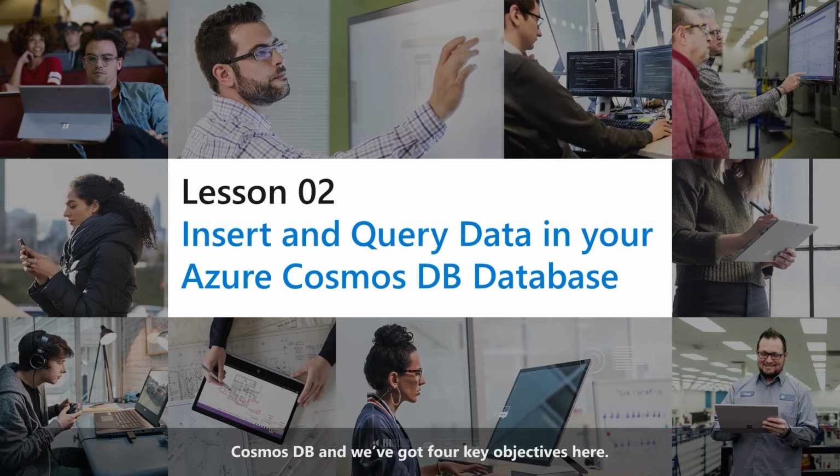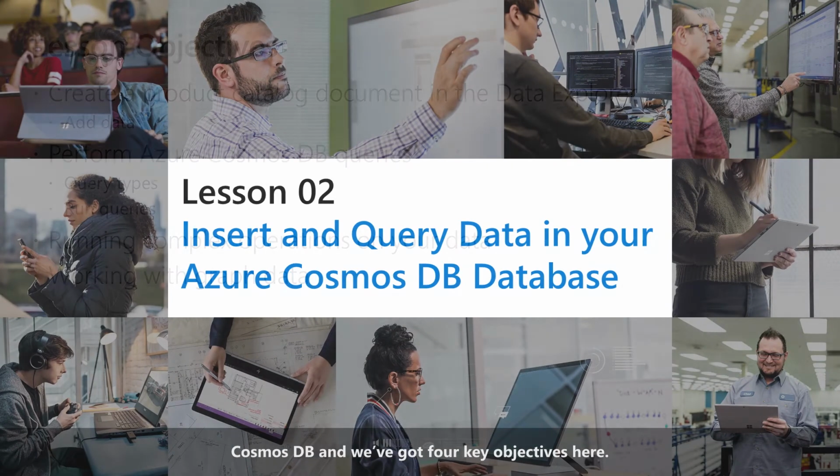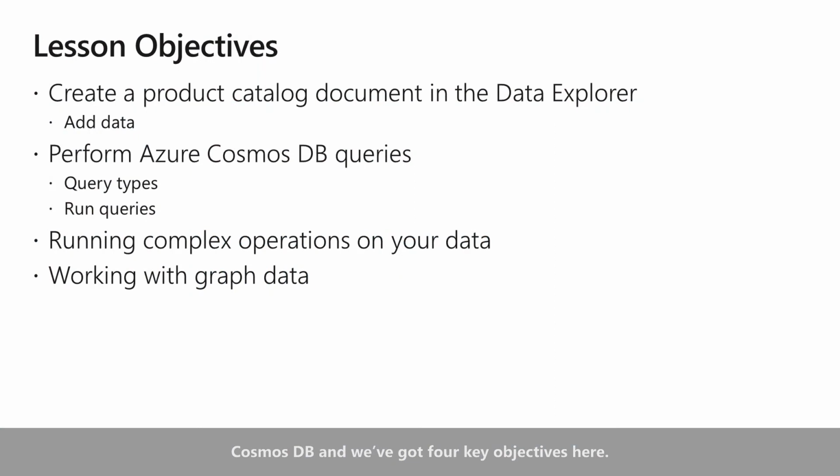Here, inserting and querying data in your Azure Cosmos DB, and we've got 4 key objectives. We're going to create a product catalog document using what's called Data Explorer, perform queries against Azure Cosmos DB, run complex operations, and then, as I mentioned, look at an example of something that's different to SQL API with the Graph API.